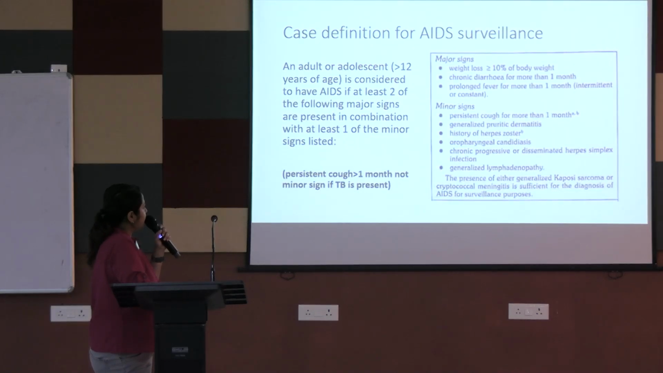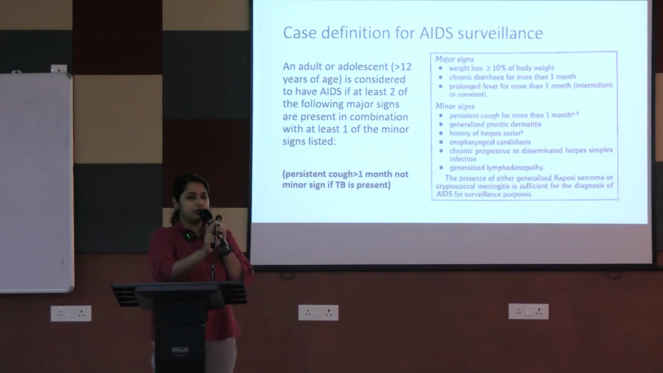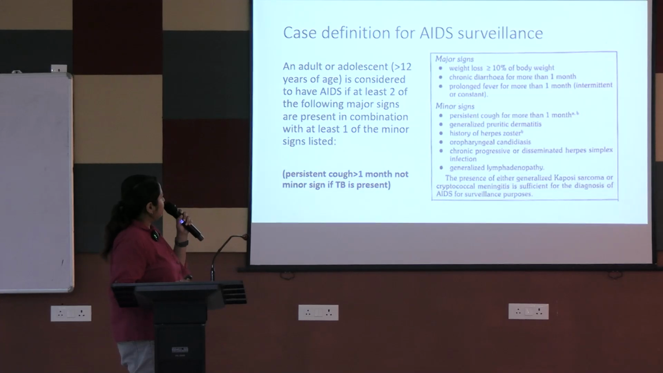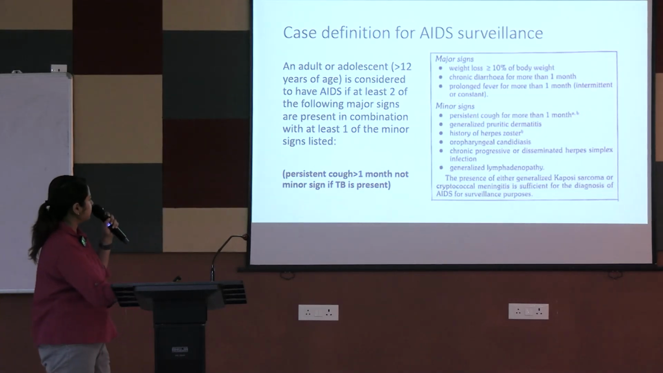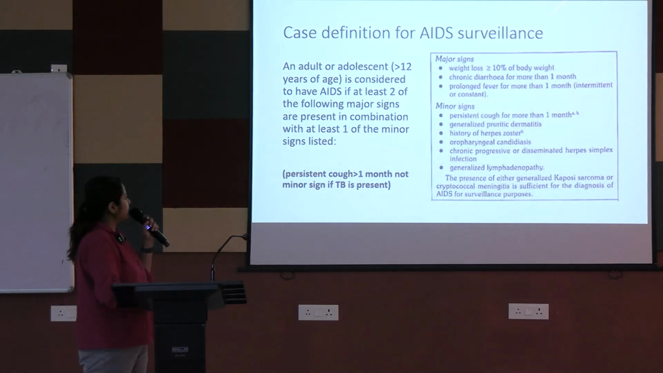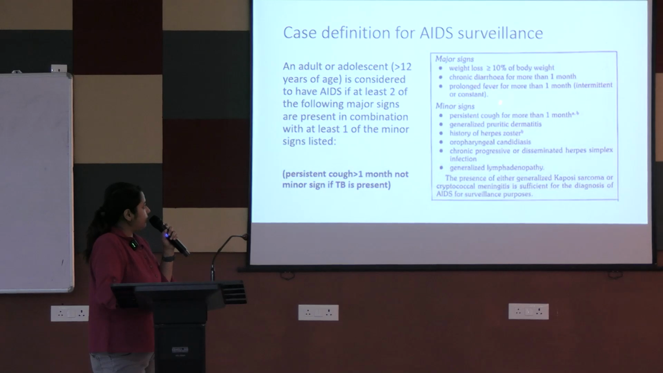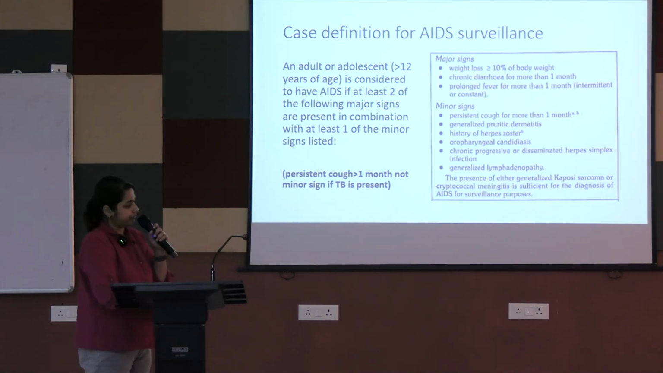So, case definition for AIDS surveillance. Now, as a public health official, when you are surveying the population, how will you define the person who is having AIDS? An adult or adolescent more than 12 years of age is considered to have AIDS if at least two of the following major signs are present in combination with at least one of the minor signs. What are the major signs? Weight loss of more than or equal to 10% of body weight, chronic diarrhea for more than 1 month, and or prolonged fever for more than 1 month, intermittent or constant.